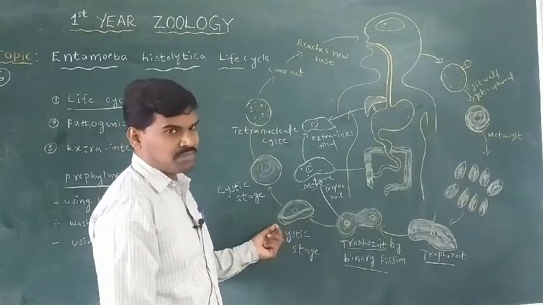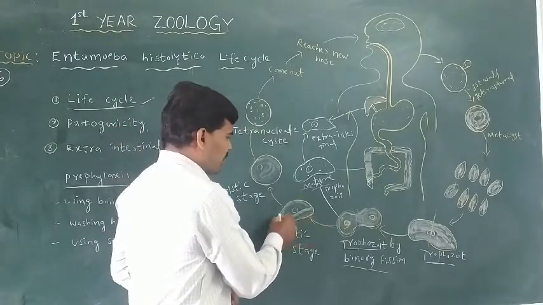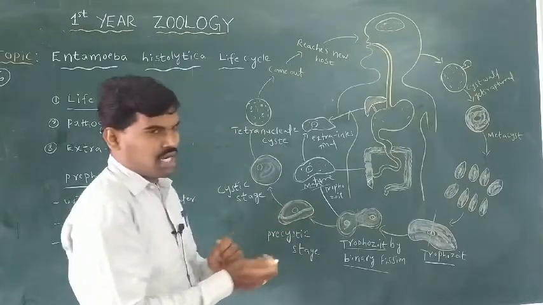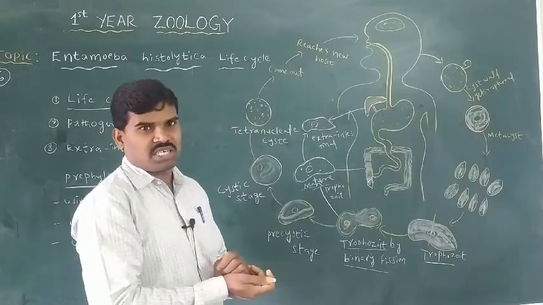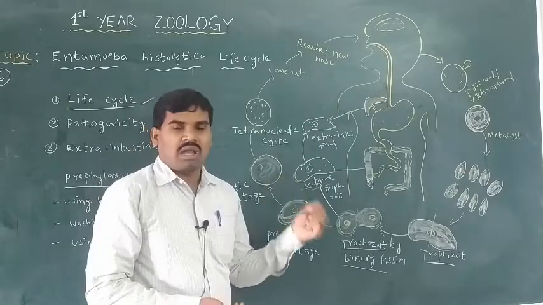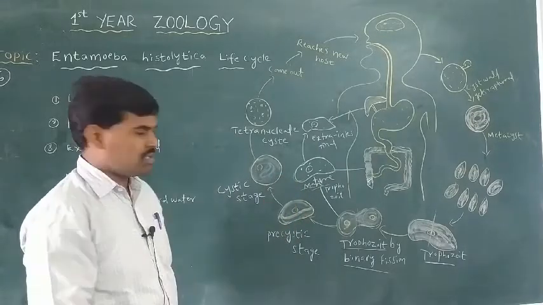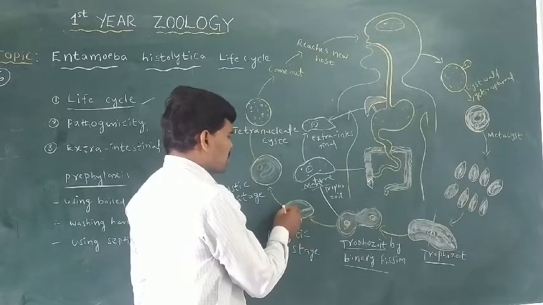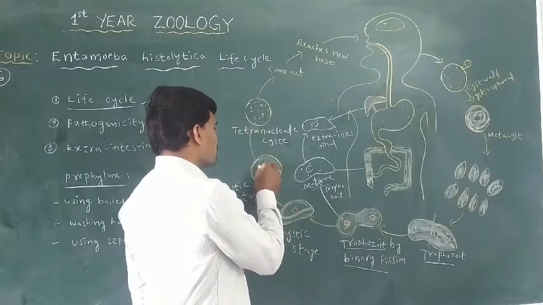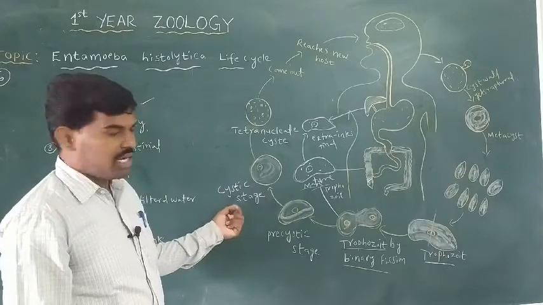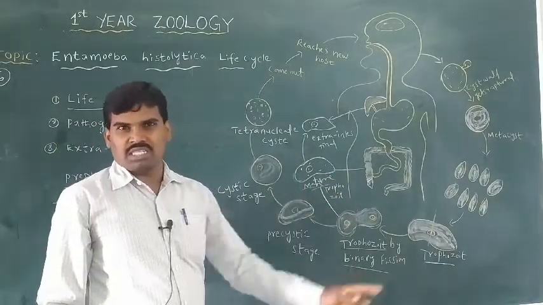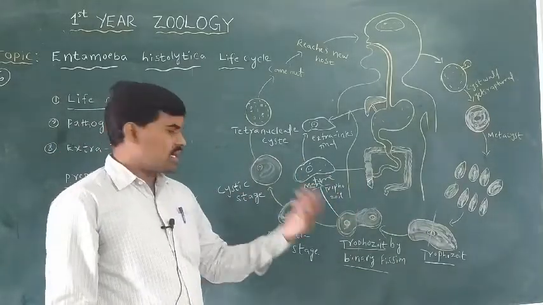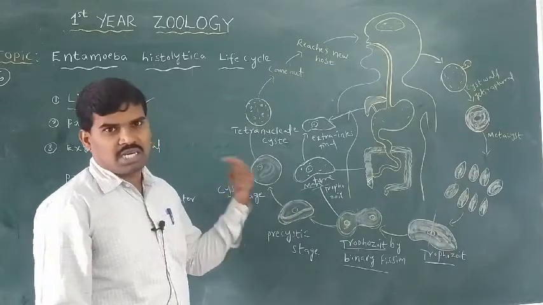The precystic stage also has only one nucleus. It is non-feeding, non-motile and non-pathogenic. The precystic stage transforms into the cystic stage. The trophozoite stage, precystic stage and cystic stage have all been discussed.